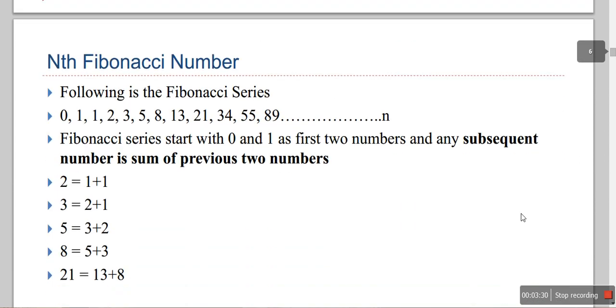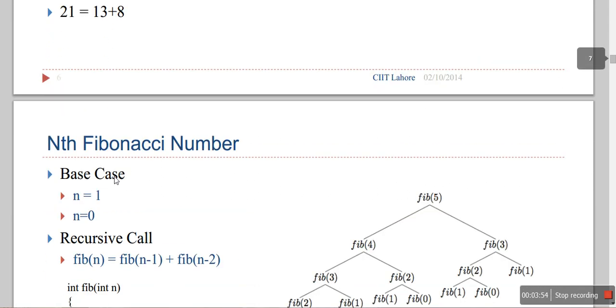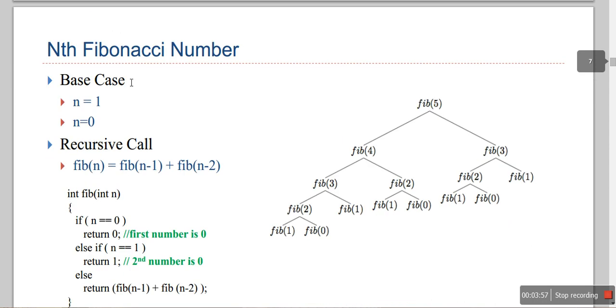Now we will work on the nth Fibonacci number. Following is the Fibonacci series. Each number is equal to the sum of the n minus 1 and n minus 2 numbers. For example, 2 is equal to 1 plus 1, 3 is equal to 2 plus 1. So these are the Fibonacci numbers. Now what are the base cases of the Fibonacci numbers? 1 is made up of 1 plus 0, and 0 has nothing before it. So these are the base cases.